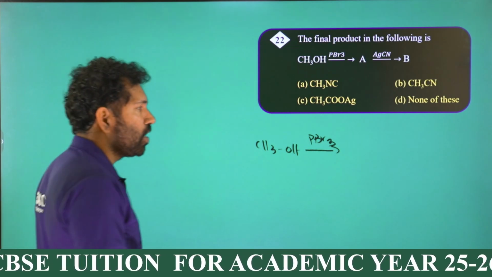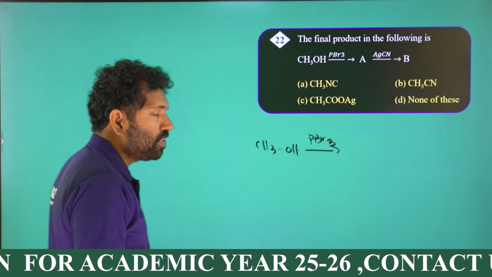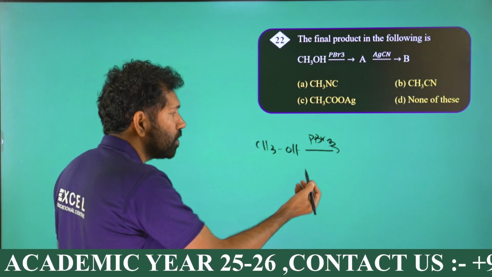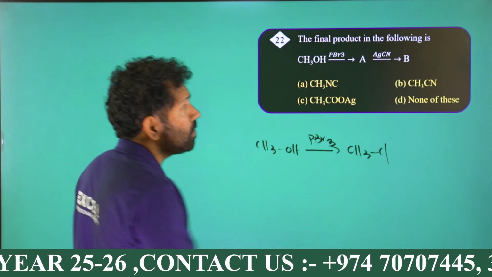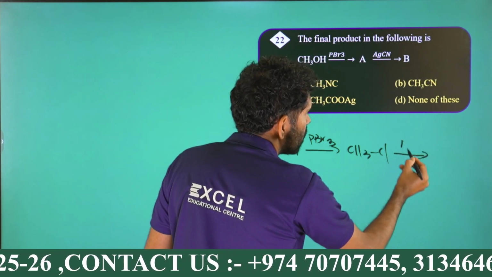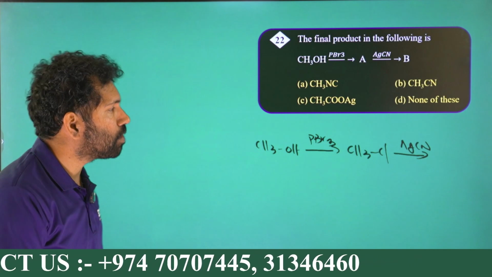We studied this is the preparation of halogen compounds. PCl3, PBr3, we can prepare halogen compounds. So the answer will be CH3Cl. Then CH3Cl on treating with AgCN, the major product. We heard about ambident nucleophile and everything. Tell me which is the major product here.